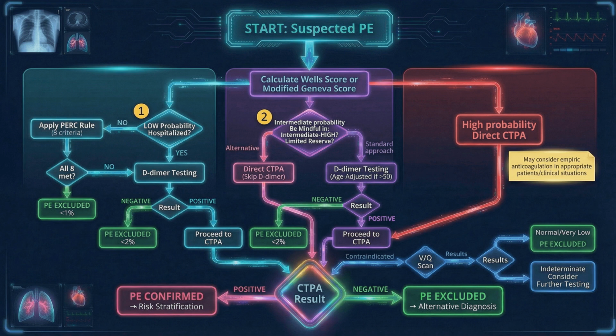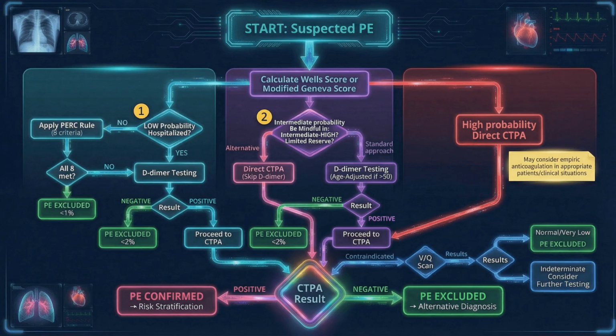If positive, or if the patient is intermediate or high probability, the next step is advanced imaging, typically a CT pulmonary angiogram or CTPA. In intermediate probability cases, be particularly cautious if the patient is toward the higher end of this category or has limited cardiopulmonary reserve. These factors may influence your management decisions. For high probability patients, it's generally appropriate to proceed directly to CTPA without D-dimer testing. In certain clinical scenarios, especially if imaging will be delayed, empiric anticoagulation may be considered.